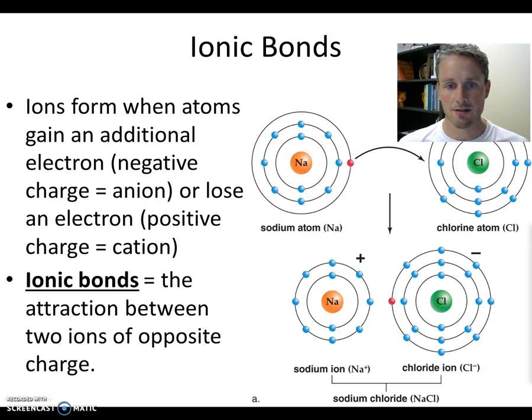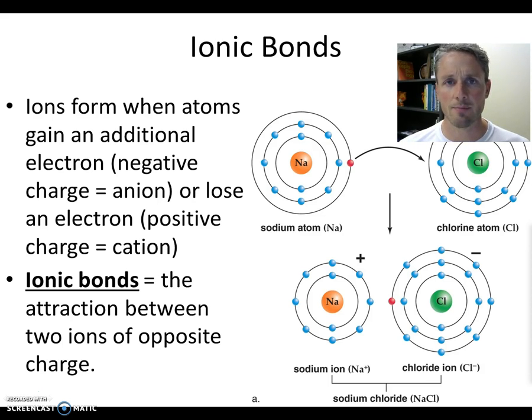That means they'll have 1 fewer electron than they have protons, giving them a positive charge. When 2 atoms form ions of opposite charges, those opposite charges will attract to one another, okay? And that's what we call an ionic bond. So ionic bonds are the attractions between 2 atoms with opposite charges.